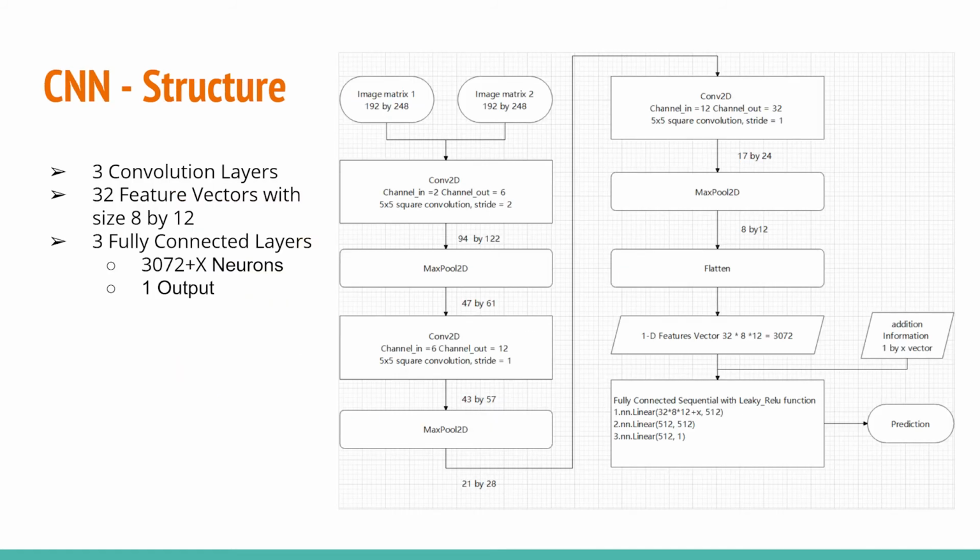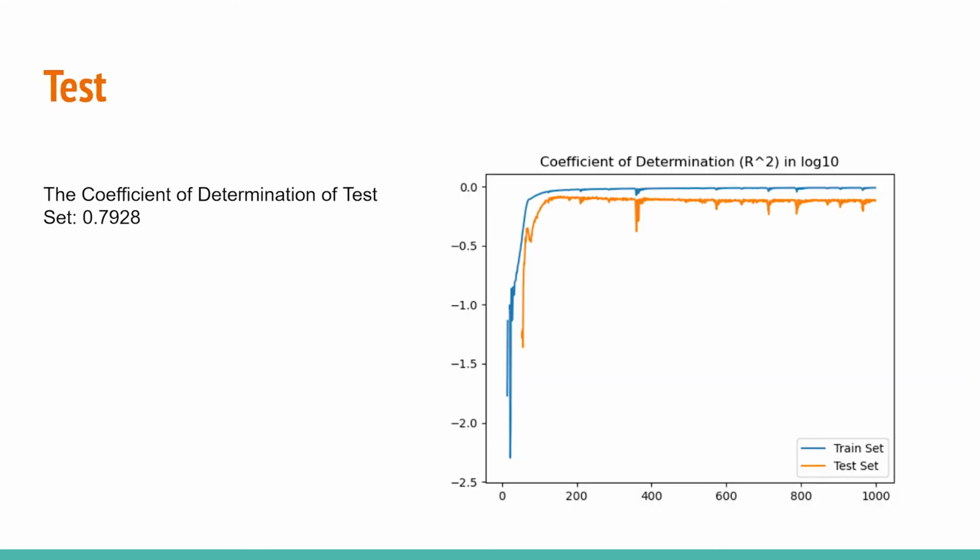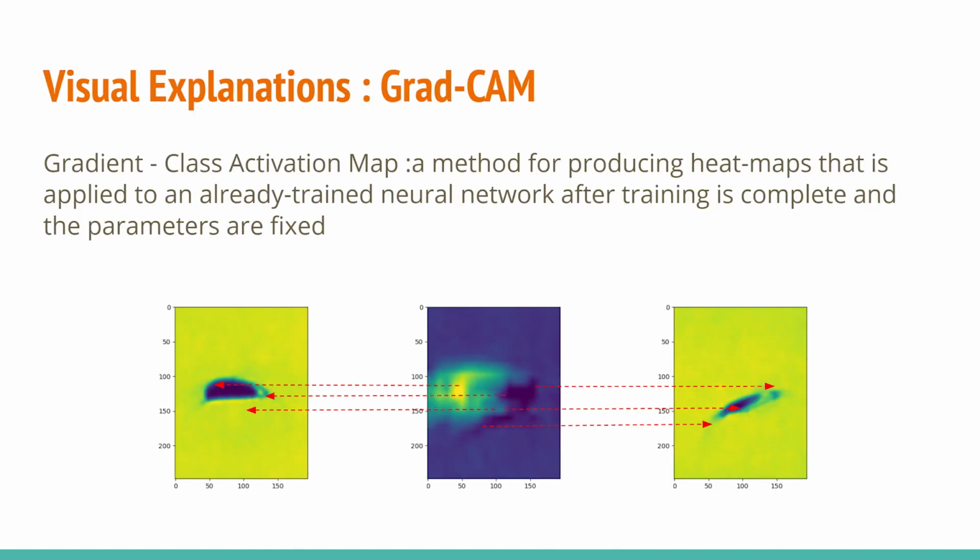Furthermore, we developed a convolutional neural network with the structure shown on the screen. It can predict the energy output upon seeing the images. We can see that the accuracy of our convolutional neural network is very high. The coefficient of determination on the test set is 0.7928. Furthermore, we investigated the visualization of convolutional neural networks and generated a heat map for our model.